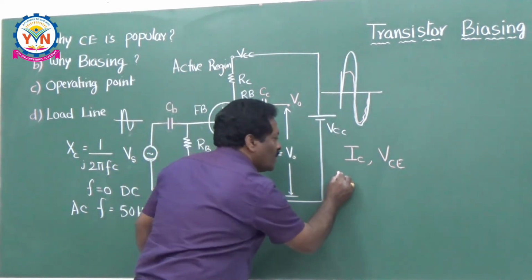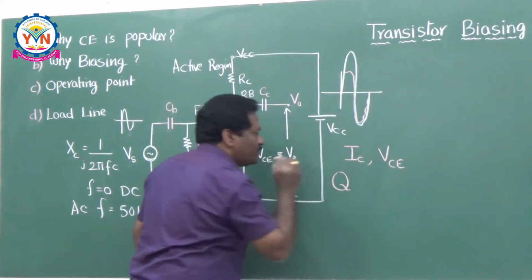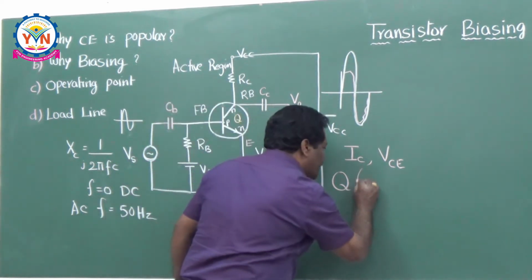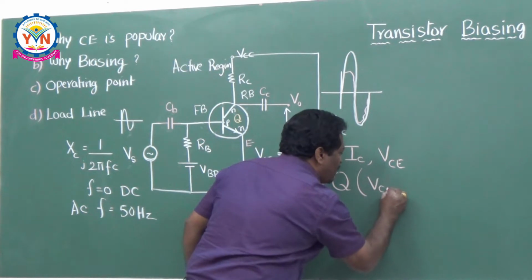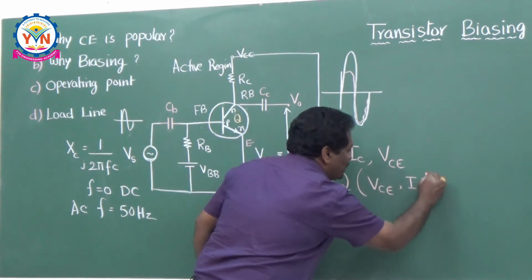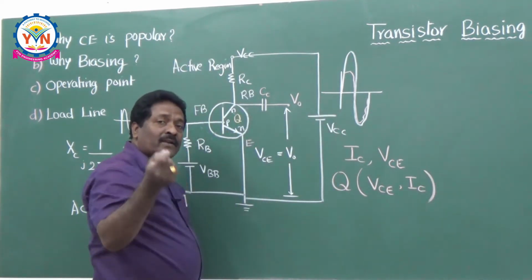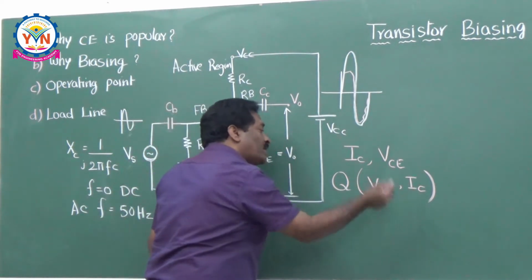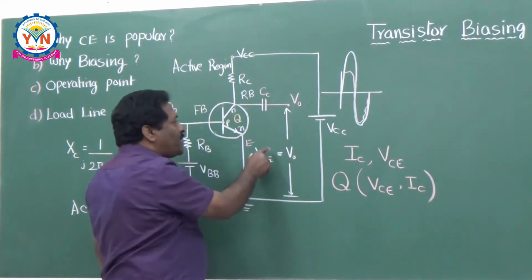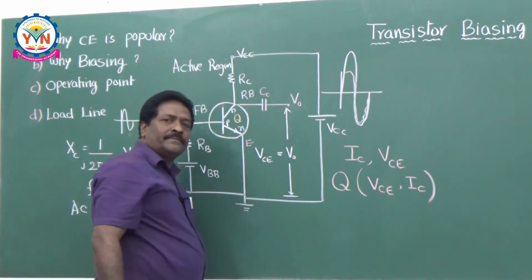Operating point is represented by the letter Q. Q has the coordinates of both VCE and IC. This is nothing but the operating point. That means at what current and at what voltage the transistor is operating. That is called the operating point.